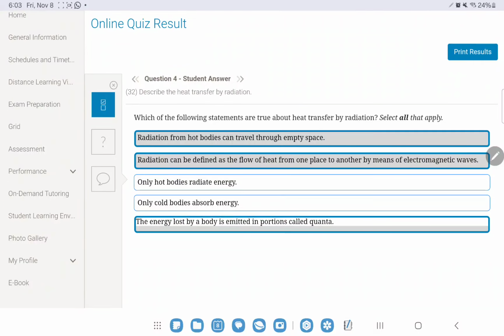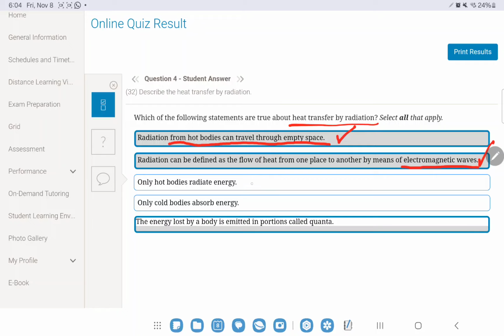Which of the following statements is true about heat transfer by radiation? Radiation emits from hot bodies and can travel through empty space. Yes, radiation can travel through empty space, the best example being the sun. The sun's heat and radiation come to us even though the sun is in empty space. Radiation can be defined as the flow of heat from one place to another by means of electromagnetic waves. Yes, I've been telling you this since the start of the quiz.